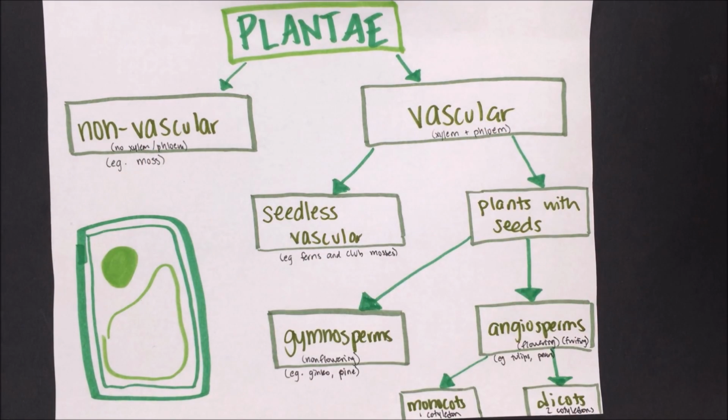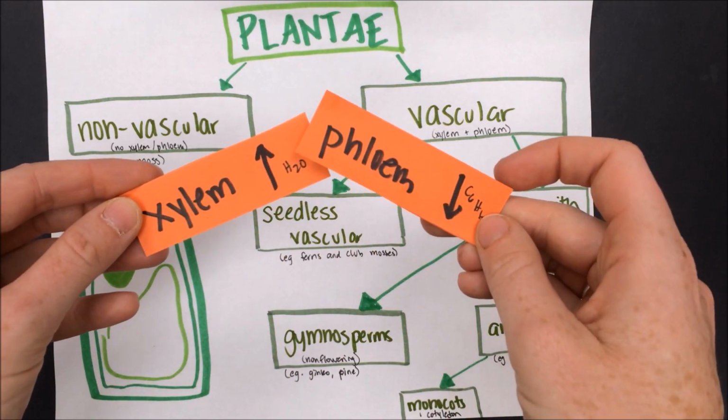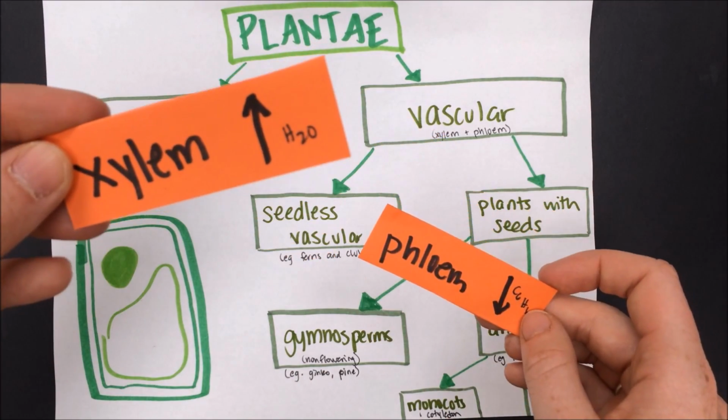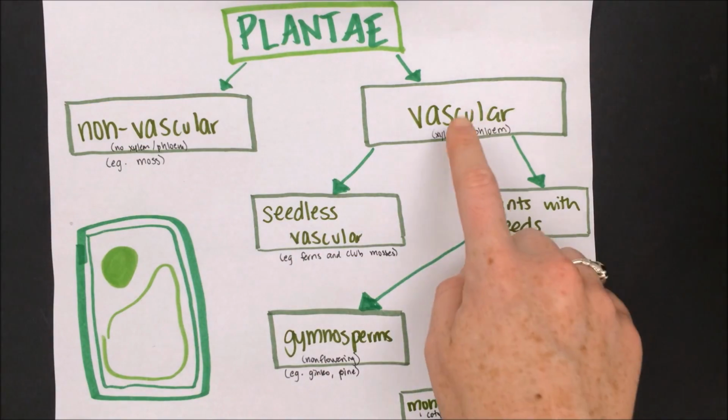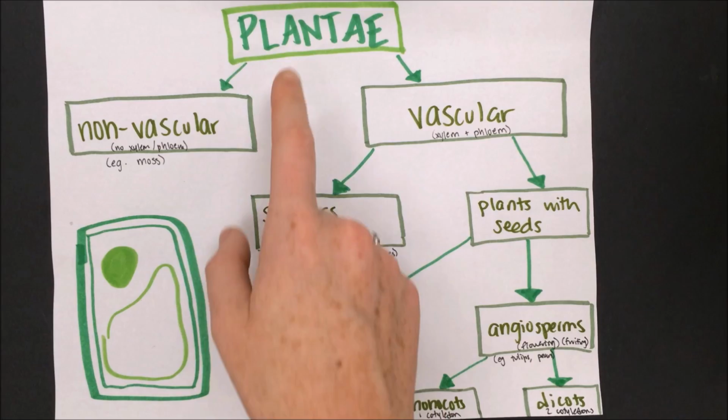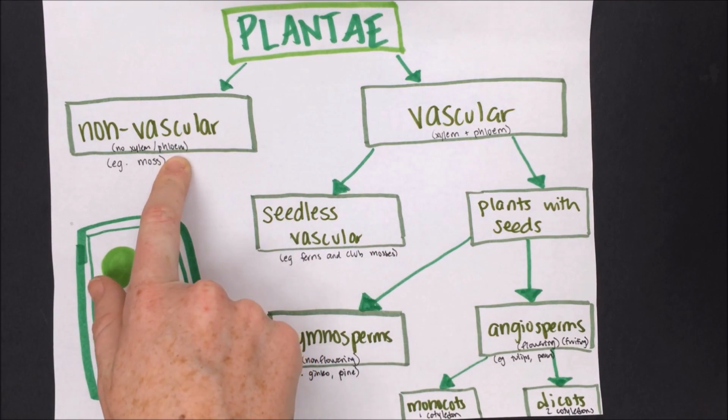Remember those tissues that I was talking about before, xylem and phloem, that help bring water up from the roots and take food made in the leaves down to the roots for storage? Vascular plants have those. Non-vascular plants, however, don't have those structures.